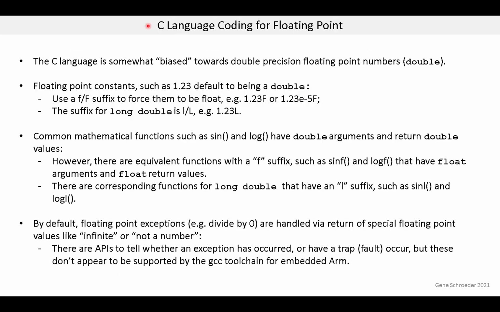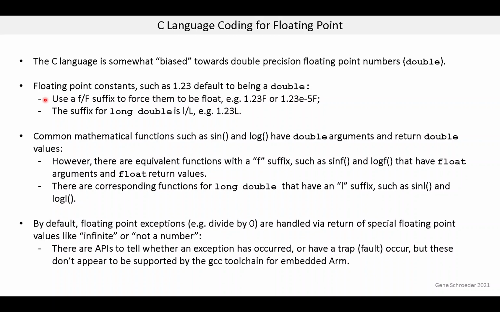So now we're moving from theory to practice. I'd like to start by talking about C language coding for floating point. The first thing I'll say is that the C language is somewhat biased towards double precision floating point numbers. So if you're trying to use single precision floats, you have to be careful. First of all, floating point constants such as 1.23 default to being a double. If you want a single precision or float constant and not a double, you need to use the F suffix on those constants to tell the compiler it should be a float.